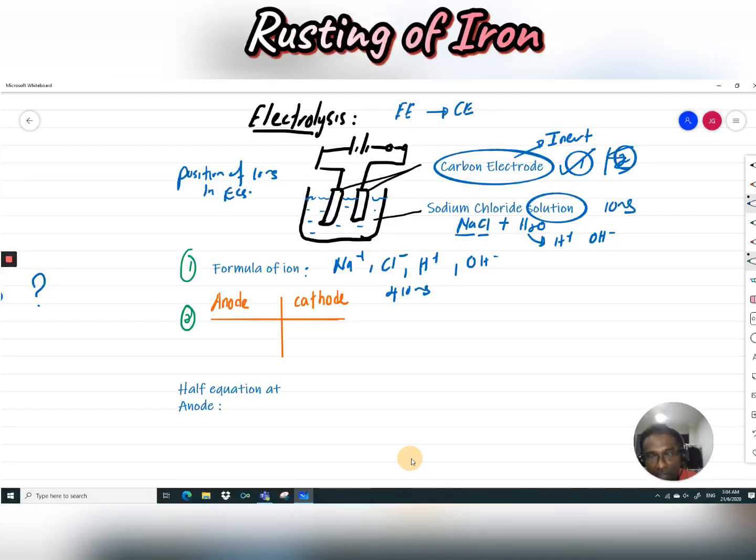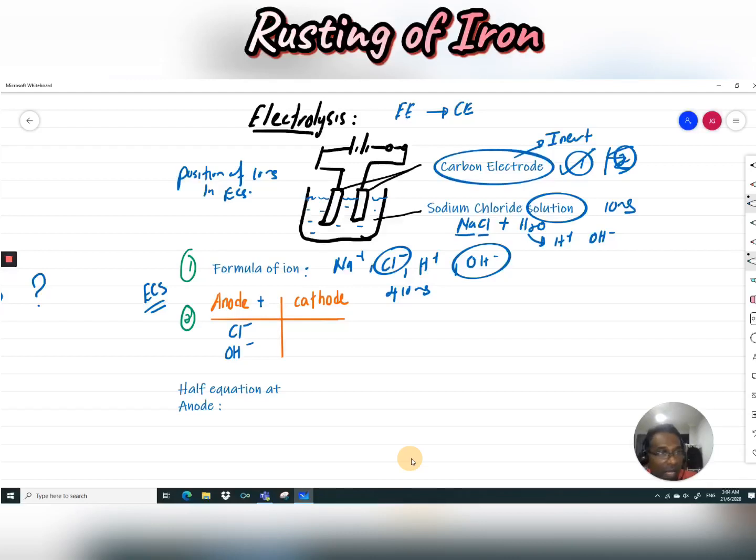So we try to move the ions to the anode and cathode. So which ion will be attracted to the anode? Anode is the positive terminal. Positive will repel; the positive terminal will attract negative ions. So I arrange the ions according to the ECS, electrochemical series of ions. The position of hydroxide ion will be below chloride ion in the electrochemical series of ions.